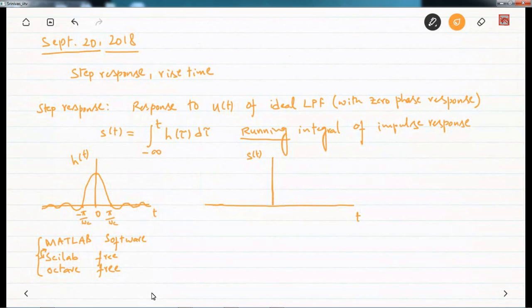So back to the notes. So the impulse response is from minus pi by omega c to plus pi by omega c, and we are integrating this. So let's mark here also minus pi by omega c, and this is pi by omega c. So if you see, actually this curve also linearly rises till this point.